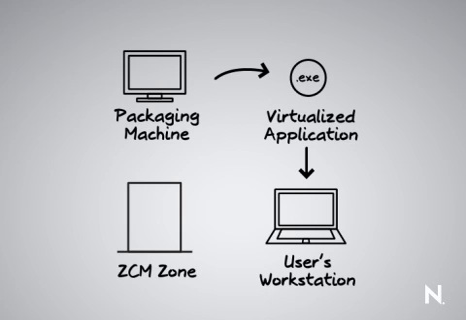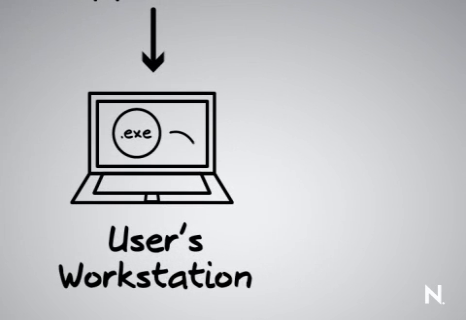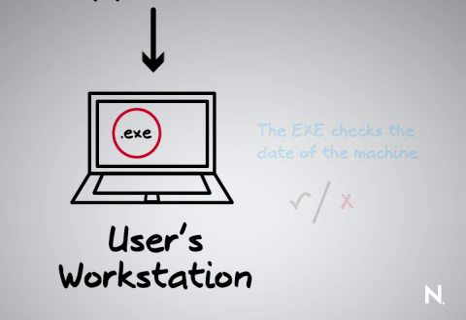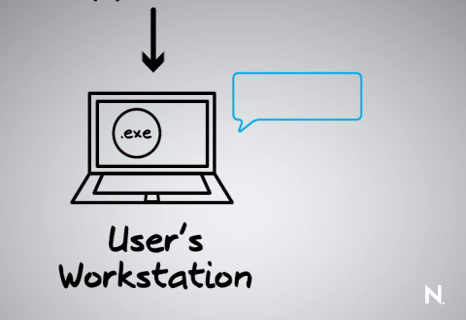Then when the user launches the executable, it checks the date of the machine to determine if it's inside the valid range or not. If not, it's going to give you an error message telling you that you can't run it. Additionally, as an administrator, you can put in a warning message so that when it gets within 5 days, 10 days, you can alert the user that this is going to expire so they can request a new copy or whatever if you need it.